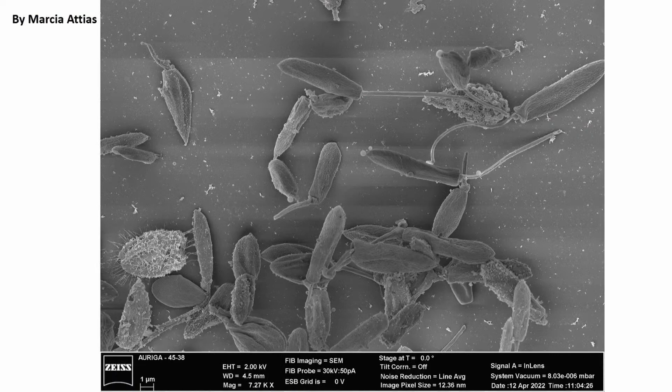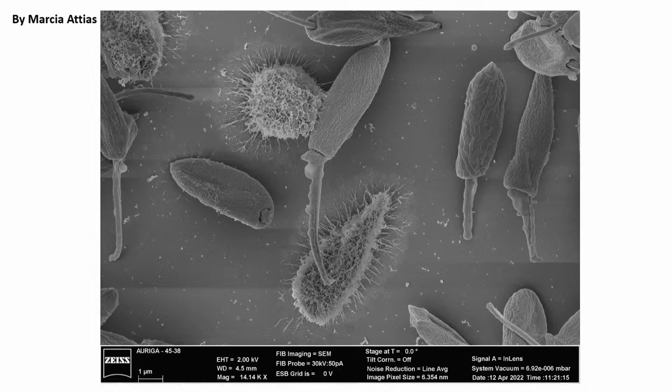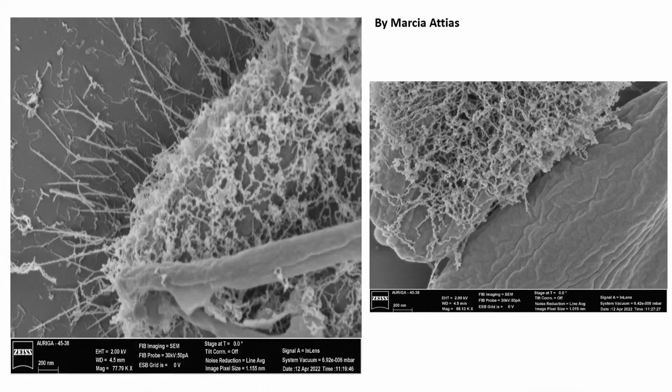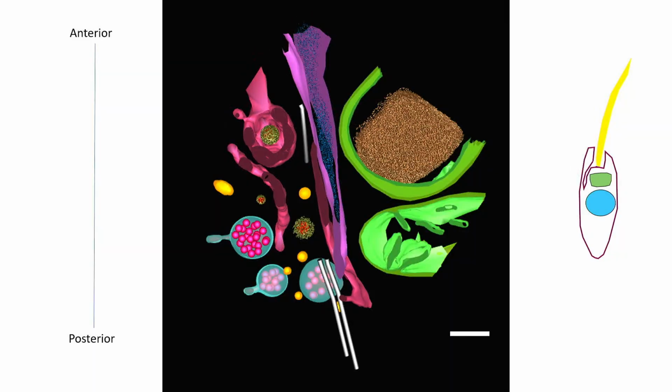Marcia made some SEM showing these cells. You can see here there are some cells that have this coat outside. You can see here better. We don't know if this is a carbohydrate, or glycoproteins on the surface of these cells. You can see here in higher magnification.